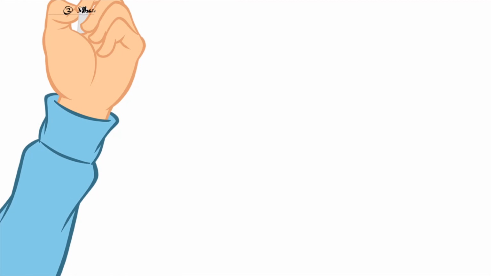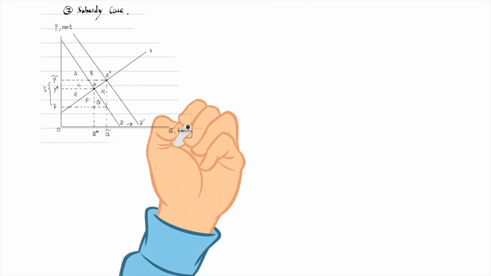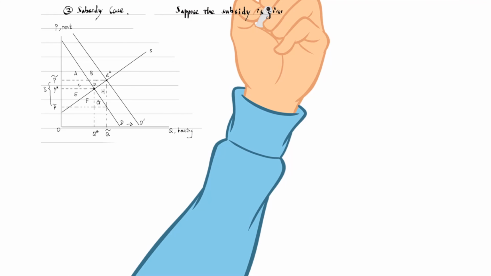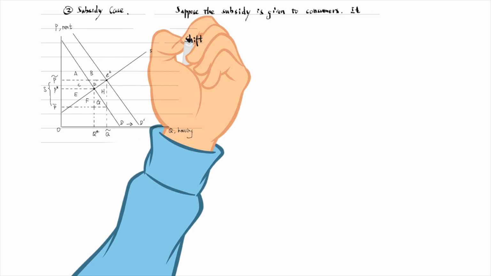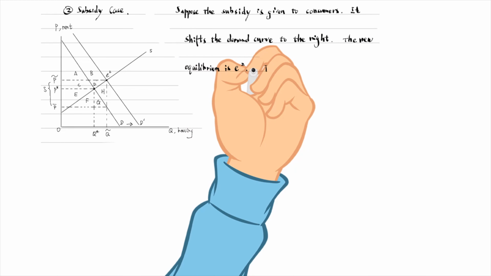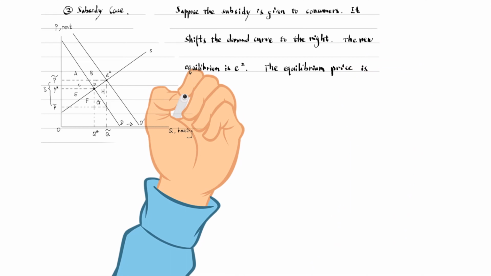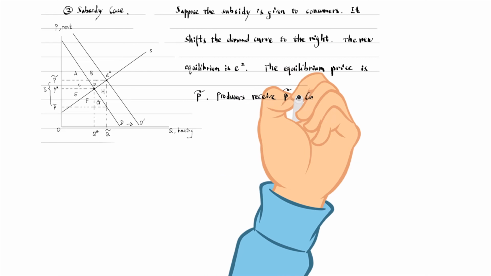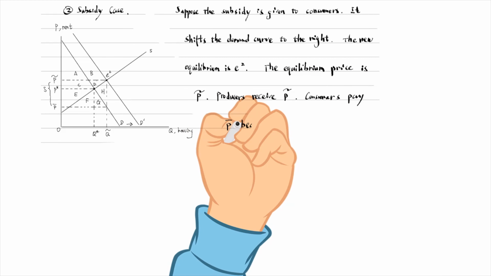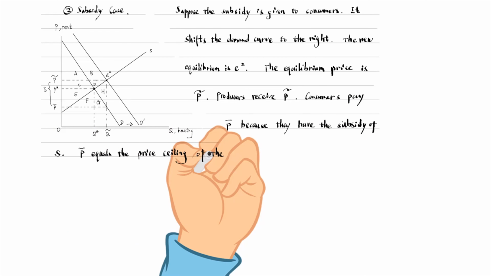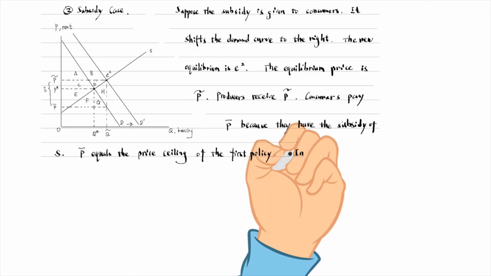Next, we consider the subsidy policy. Suppose the subsidy is given to consumers. It shifts the demand curve to the right. The new equilibrium is E2. The equilibrium price is P tilde. Producers receive P tilde. Consumers actually pay P bar because of the subsidy of S. P bar equals the price ceiling of the first policy.